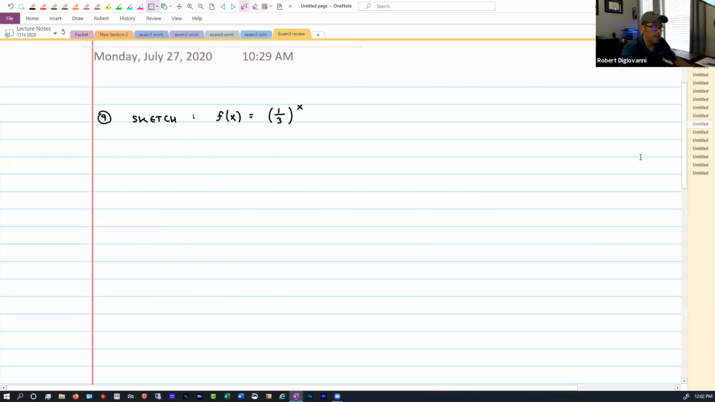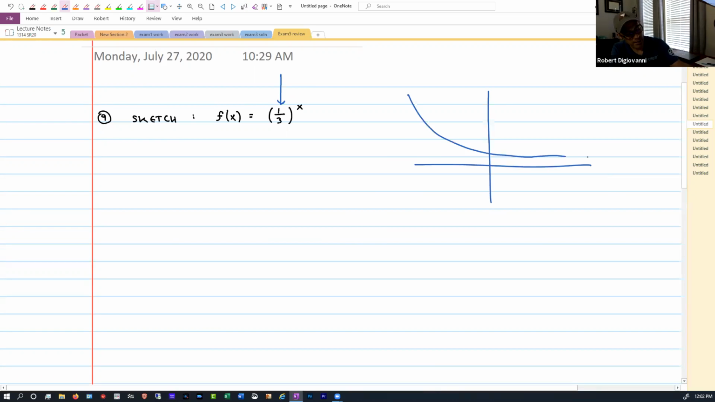The next problem is pretty much the same exact thing. It's just you have a different base, 1/3. And because that number 1/3 is smaller than 1, we should expect to see exponential decay here, not growth. So I should expect my graph to go like this and then have a horizontal asymptote over here like that. That's what we should expect. But let's verify that by making our table.